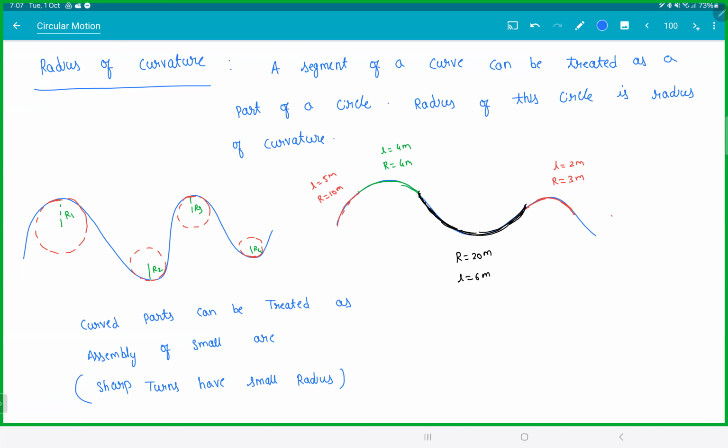So when we say radius of a circle, there is no problem because in case of a circle, every piece belongs to the same circle. So all have R only. But when you take a random curve, R is not defined. Every point has a different R.